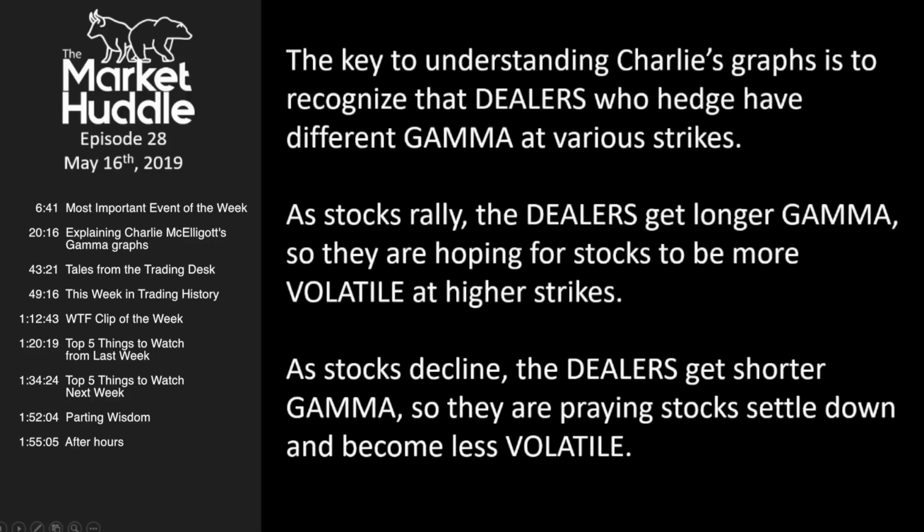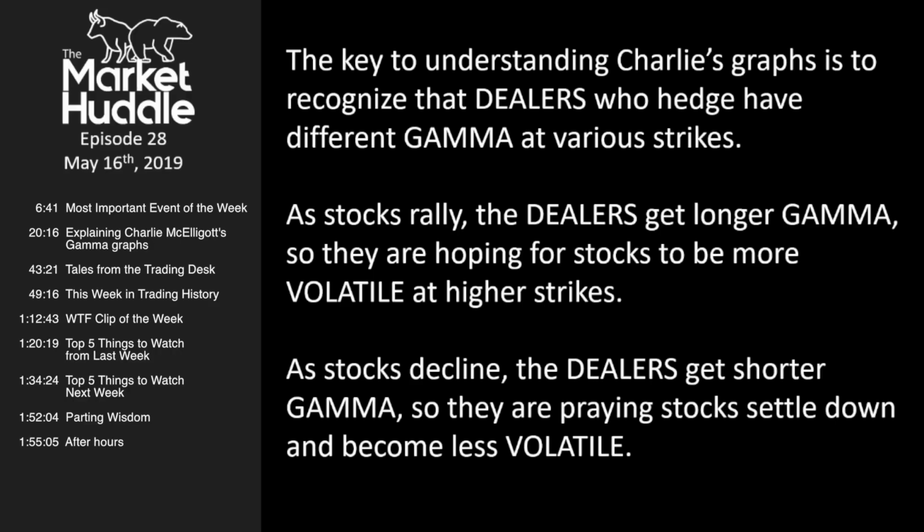So the key to understanding Charlie's graph is to recognize that dealers have different gammas at different strikes. At the out of the money upside strikes, dealers actually get long gamma. At that point, they own the calls and they're delta hedging them around, and they hope that the stocks become more volatile. They hope it goes up and down, and they're going to make all that money by trading it around.